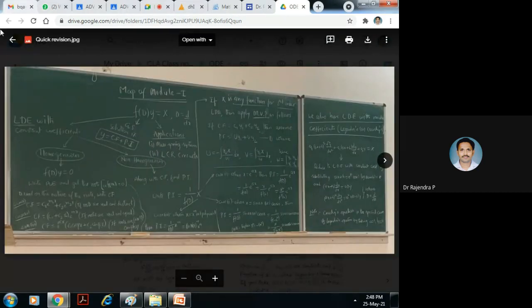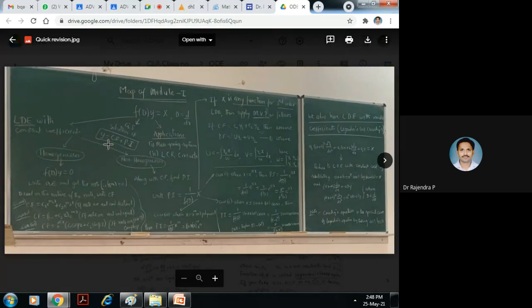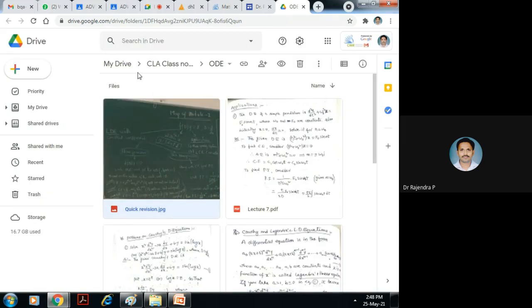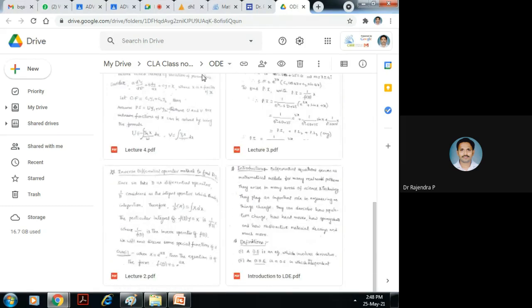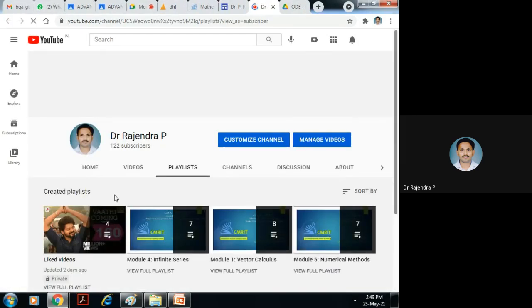Here is the overview of the entire module. This is one snapshot we took in our previous class. Actually it is module 2, not module 1. We kept the entire module in one single shot, so you can take that photograph if you want for quick revision of this particular module. Okay, so all those things are available. Still, if you need any other help from my side, definitely I'm going to help you. And if you want to go through all those lectures directly, the YouTube channel is there, you can go ahead directly.